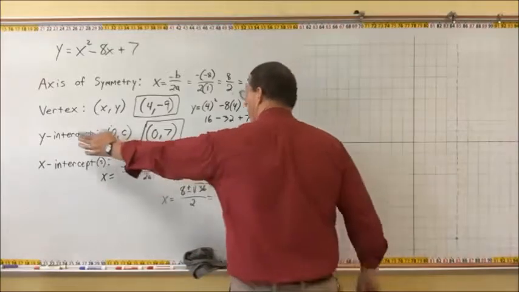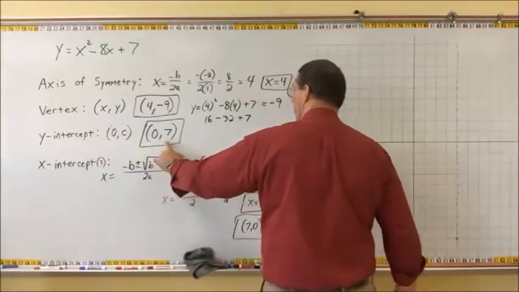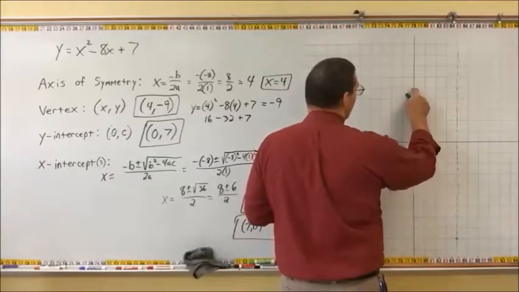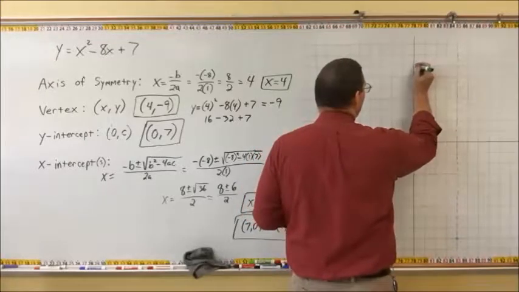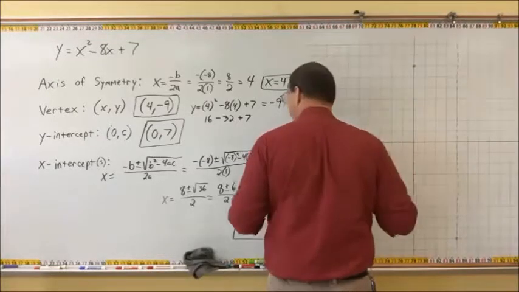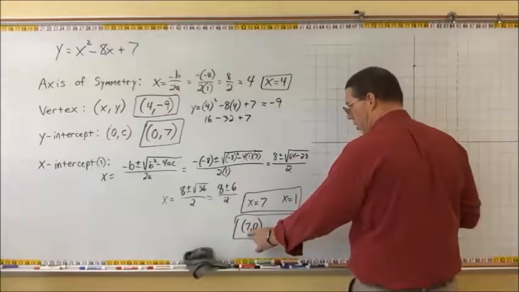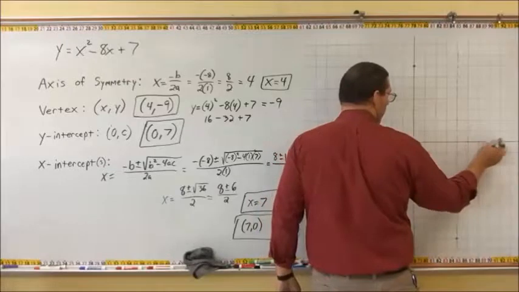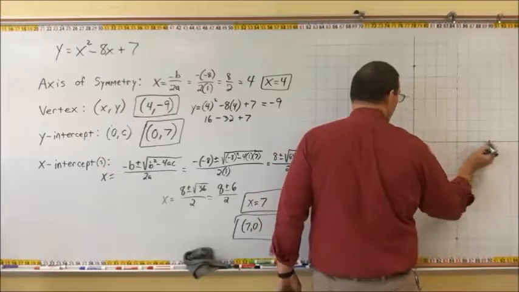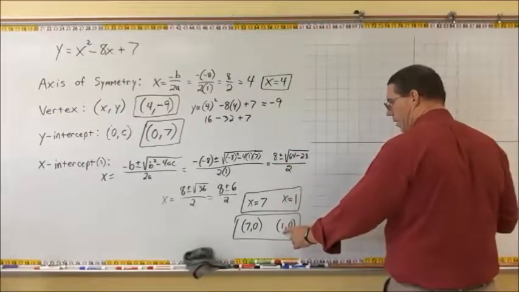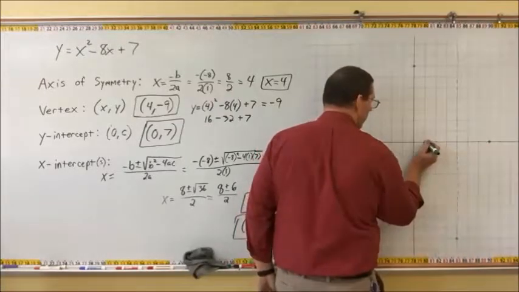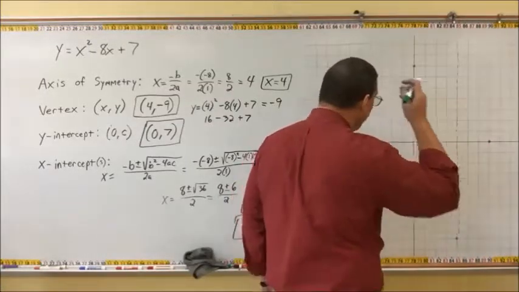Then we're going to plot the y-intercept, which is at 0, 7. So from here, we're going to 0, 1, 2, 3, 4, 5, 6, 7. That's all the way up here. Okay. Then the x-intercepts are at 7, 0. 1, 2, 3, 4, 5, 6, 7, and 0. And then the other one is at 1, 0. So here, 1, 0.